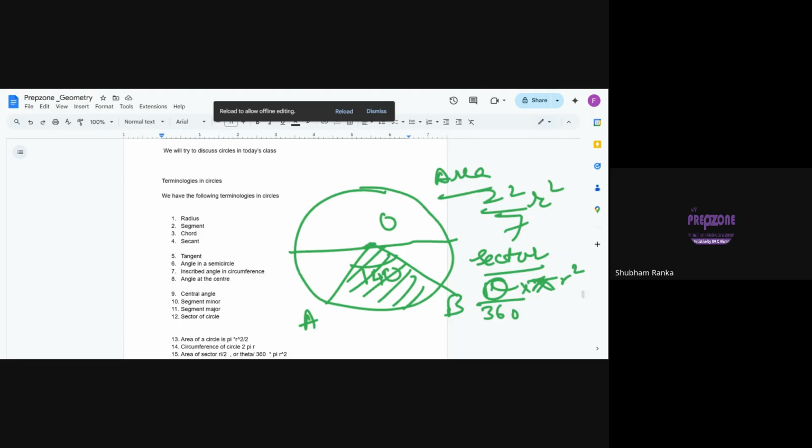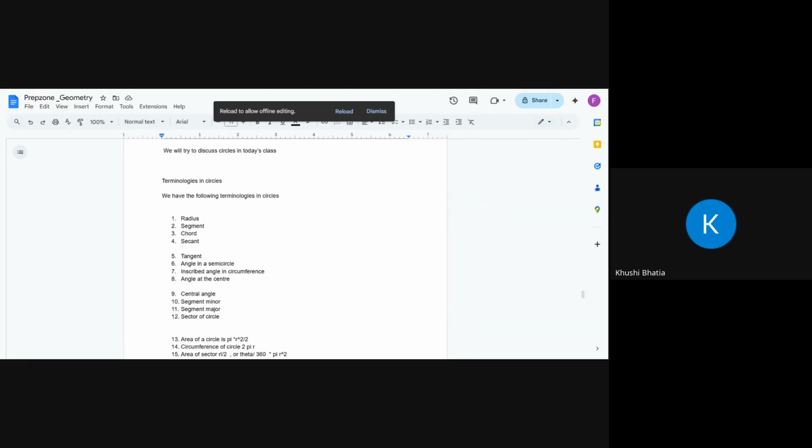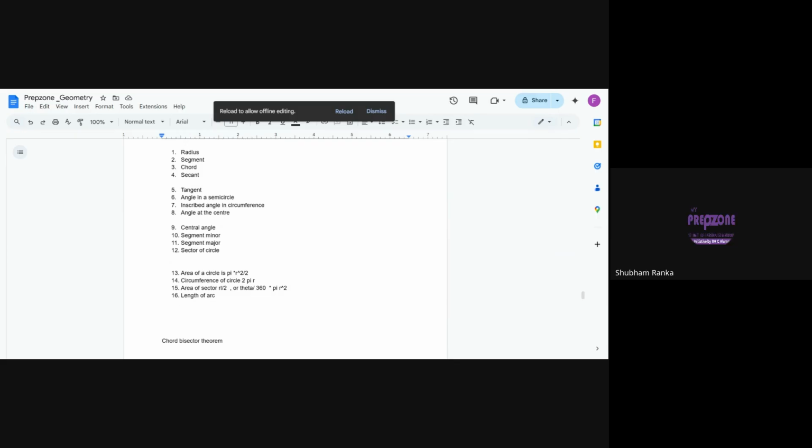On the basis of the sector we can calculate the area. As this grows bigger, the angle will become bigger, and at maximum it can reach 1. This fraction can become 1. So that's how it is derived. Area of a sector is also RL by 2, where L is the length of arc.